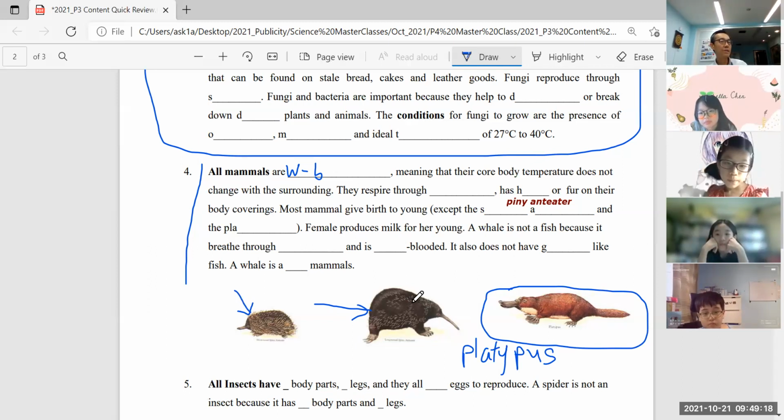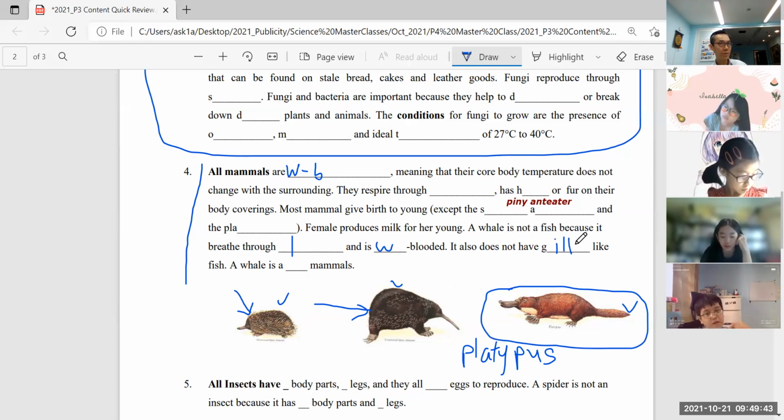So these two are special mammals, okay? Because most mammals give birth to young alive, but these two, the spiny anteater and the platypus, lay eggs. Okay. A whale is not a fish because it breathes through lungs, and is warm-blooded. It does not have gills.